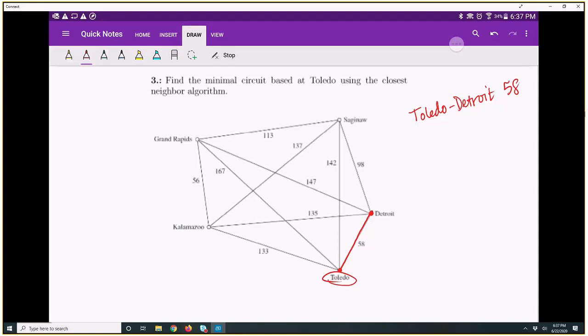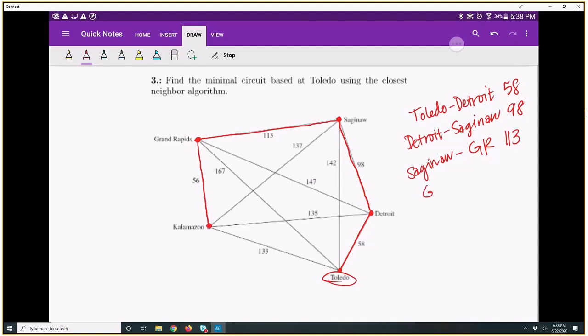Then from Detroit, I can most closely get to Saginaw, and that edge has a cost of 98 miles. Then the closest city here is to go to Grand Rapids, 113 miles. From Grand Rapids to Kalamazoo is 56 miles. That's the closest city. And then back to Toledo will be our closest choice here.